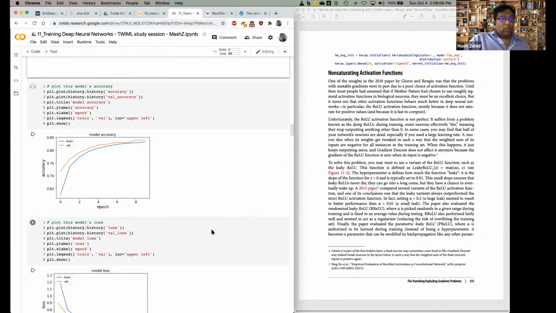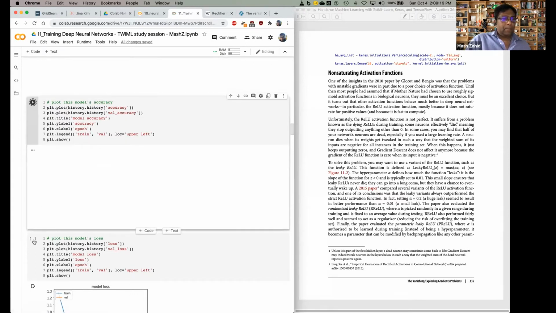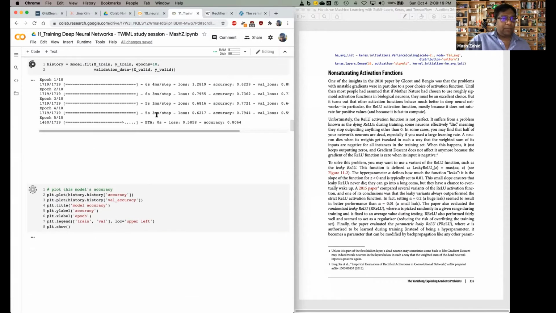And what I added was, I want you guys to see the accuracy and the loss of this model. Ignore these graphs. We're going to get that for this specific model.